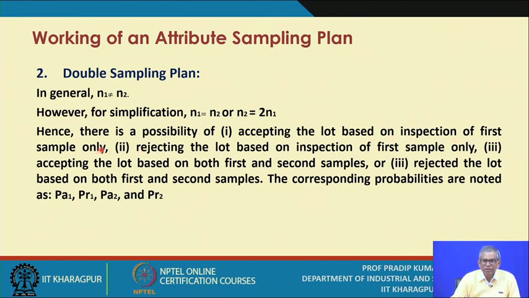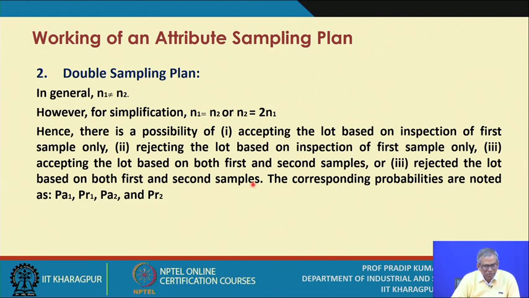Hence there is a possibility of accepting the lot based on inspection of the first sample only. Is it clear? There is a possibility of rejecting the lot based on inspection of the first sample only, accepting the lot based on both the first and second samples, or rejecting the lot based on both the first and second samples. So these are the four possibilities we have, and while explaining the working of a double sampling plan, we have highlighted all these four possibilities.